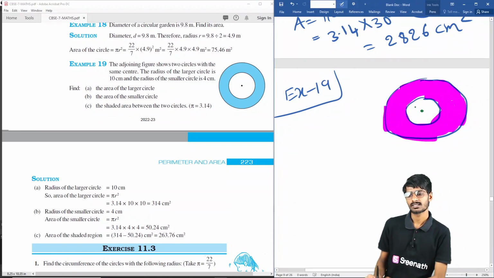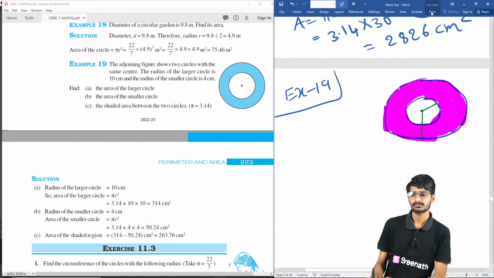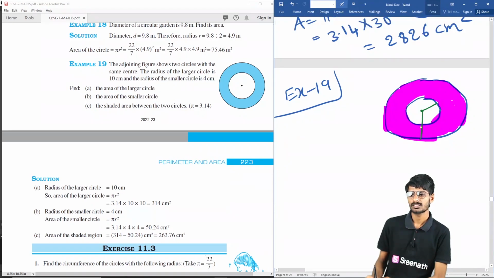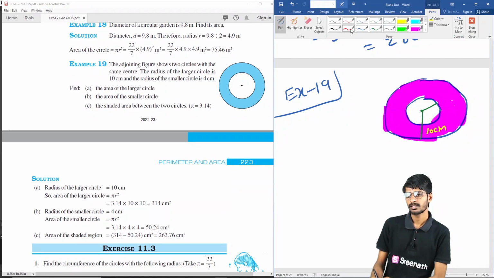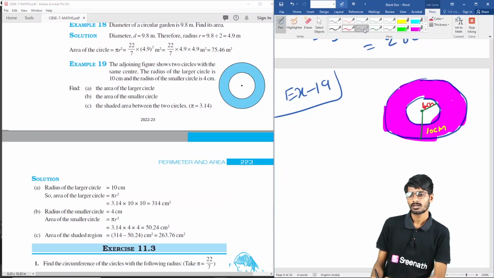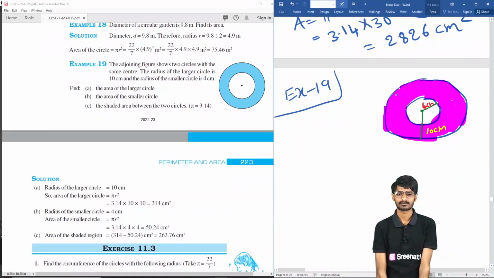The radius of the larger circle is 10 centimeters, and the radius of the smaller circle is 4 centimeters. So we have two circles, and we know the radii of both. Here the question is, find the area of the larger circle. What is the area of the larger circle?